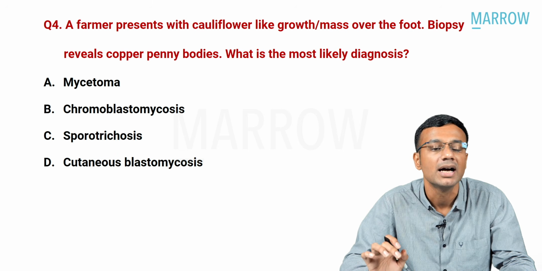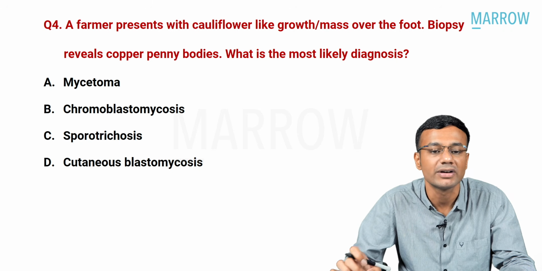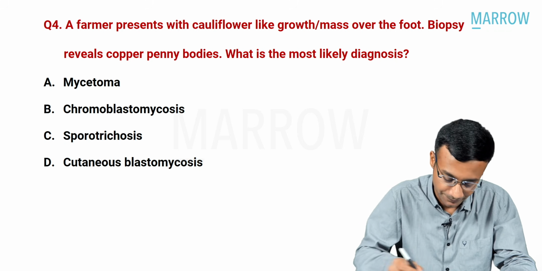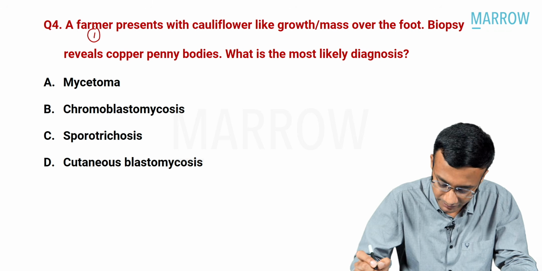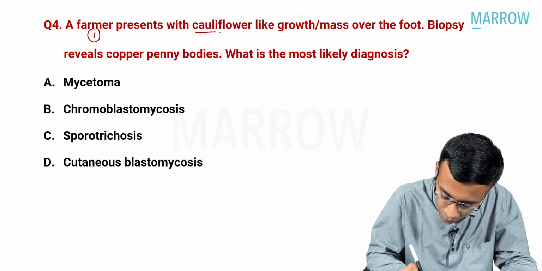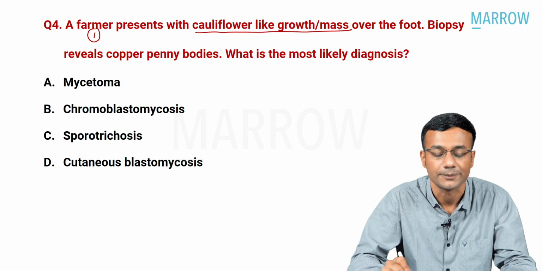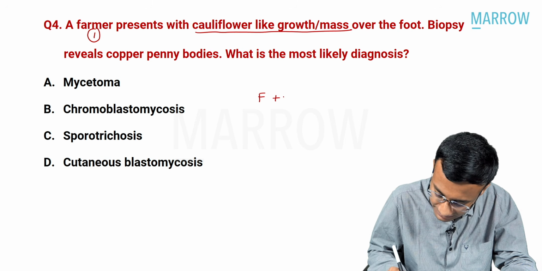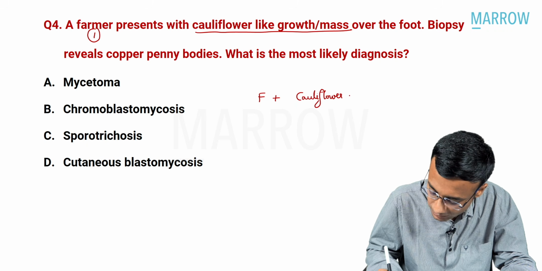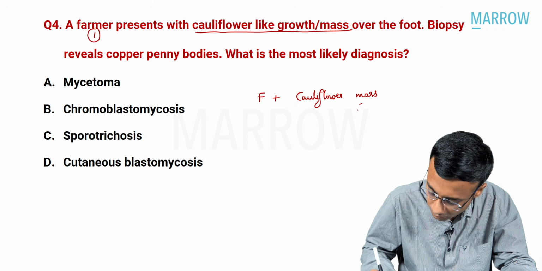Question number 4. A farmer presents with a cauliflower-like growth or mass over the foot. Biopsy reveals copper penny bodies. What is the most likely diagnosis? You have a farmer here in the question. When you say farmer, they are more prone to develop trauma. There is the cauliflower-like growth over the foot. So farmer plus cauliflower mass.